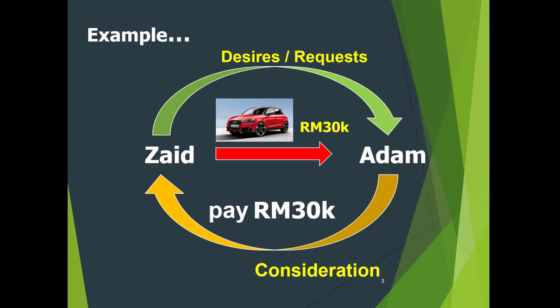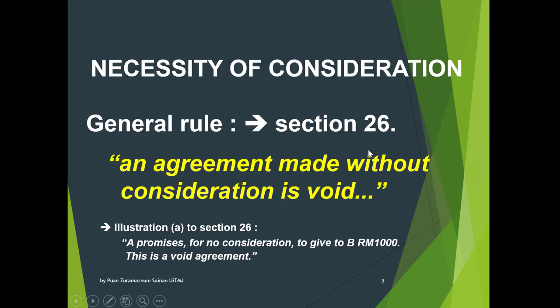Let's say we have Zaid who offered to sell his car for 30,000 to Adam. So here it means that Zaid desires or requests from Adam, if he wishes to accept his offer, Adam must pay him 30,000 for the car. So here, if Adam accepts the offer, meaning that Adam would pay 30,000 to Zaid. So the payment of this 30,000 is the consideration, balasan for the promise made by Zaid to sell his car to Adam. Okay, so that is the definition of consideration.